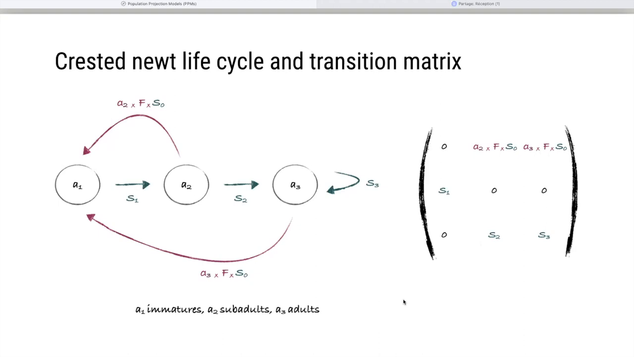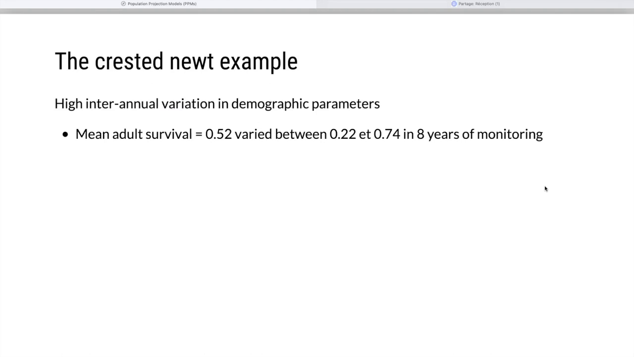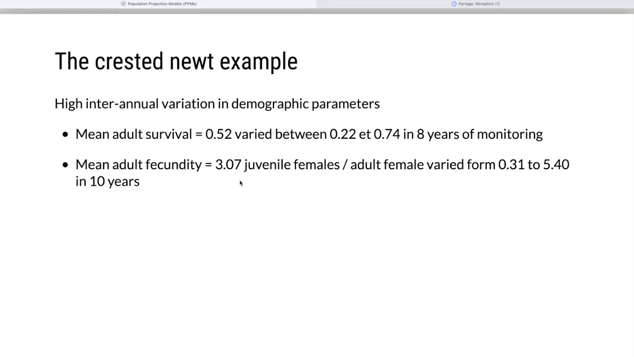In a deterministic model, we would just use this Leslie matrix to project the population and see the average trajectory. But for the crested newt example, we know that there is high interannual variation in demographic rates. A capture-recapture study found that annual survival was 0.52, but varied between 22% and 75% during the 8 years of monitoring. So that's a very high interannual variation. Fecundity was about 3.07 females produced by an adult female, but it varied from 0.3 to 5.4 in 10 years. So it's a lot. We probably want to include environmental variation, for example by introducing some random variation around the mean values of these parameters, and use that in our projection.